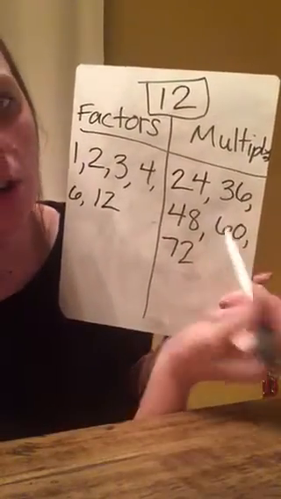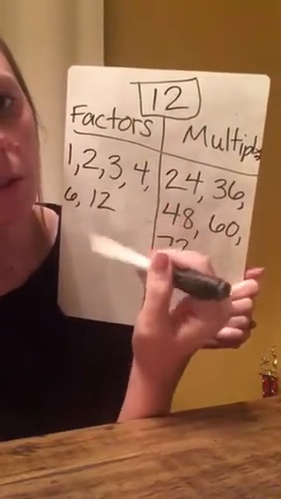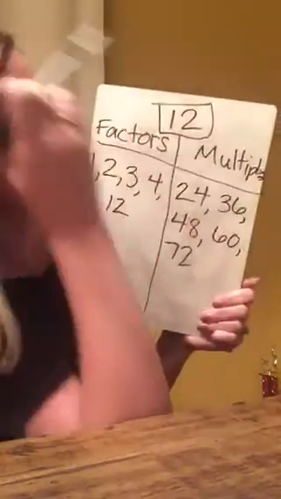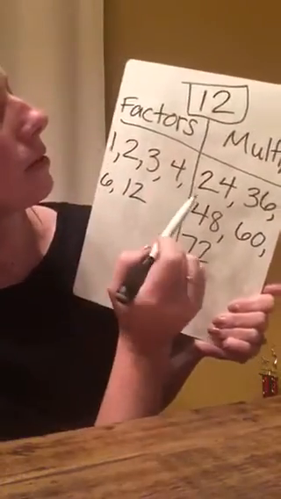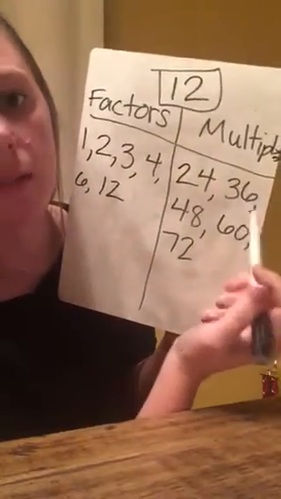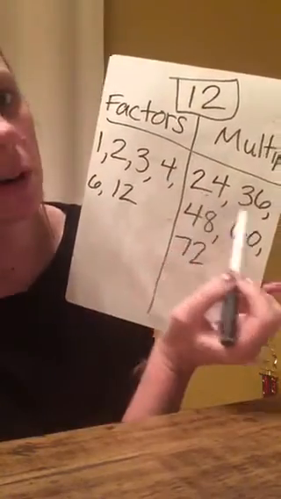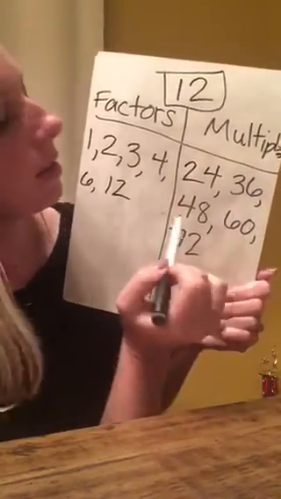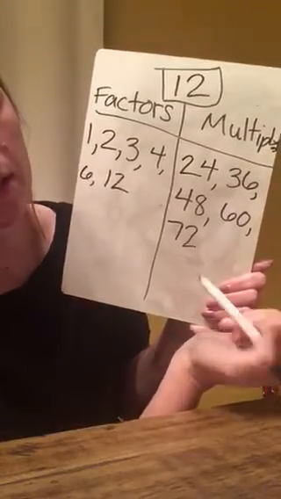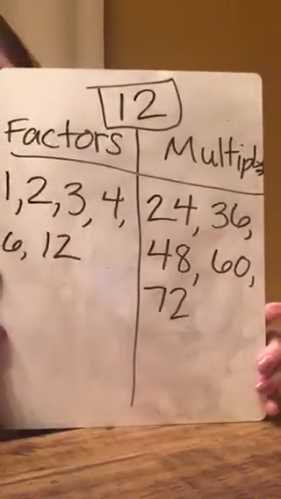Notice that they're all larger than 12. So factors, they will be numbers smaller than the number that you're given. Multiples will be bigger than the number that you're given. You know that these are multiples of 12 because you can multiply 12 times something and it will give you these numbers. So 12 times 2 is 24, 12 times 3 is 36, 12 times 4 is 48, 12 times 5 is 60, and 12 times 6 is 72. Okay, so that is the difference between factors and multiples.